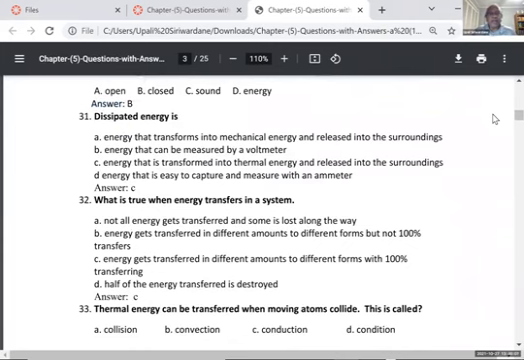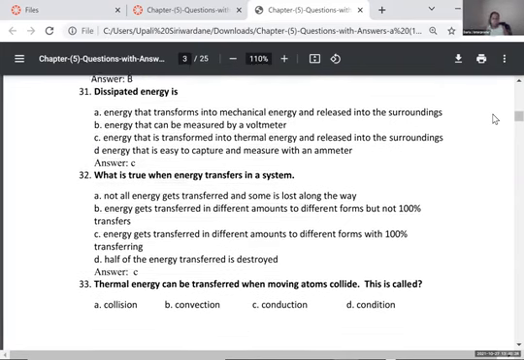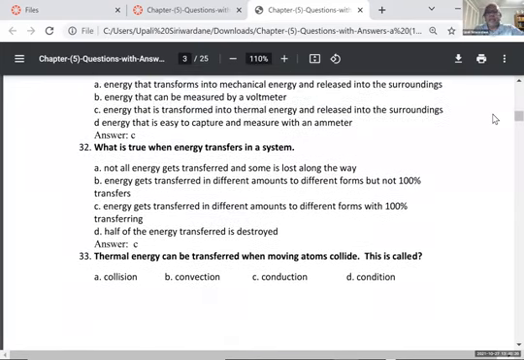Dissipated energy is energy that transforms into thermal energy and is released into the surroundings. Dissipated energy is the wasted energy released to the surroundings that makes chaos, high entropy in the universe. C is the thermal energy released into the surroundings.